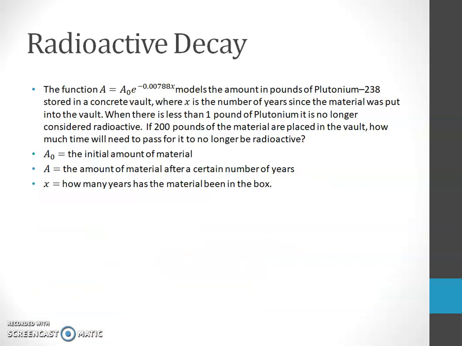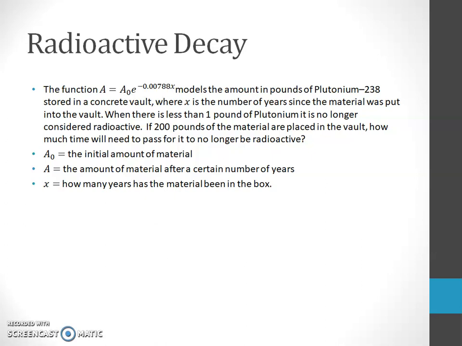Function again. A equals A naught. Remember what your A naught is. Remember what your A is. E to the negative 0.00788x. So just kind of change that number up there. That's the amount of pounds of plutonium-238 that is stored in a concrete vault. Plutonium, pretty radioactive. Where X is the number of years since the material was put into the vault.